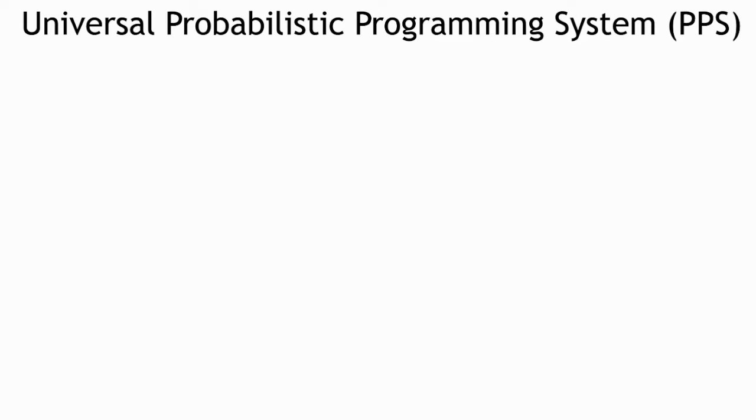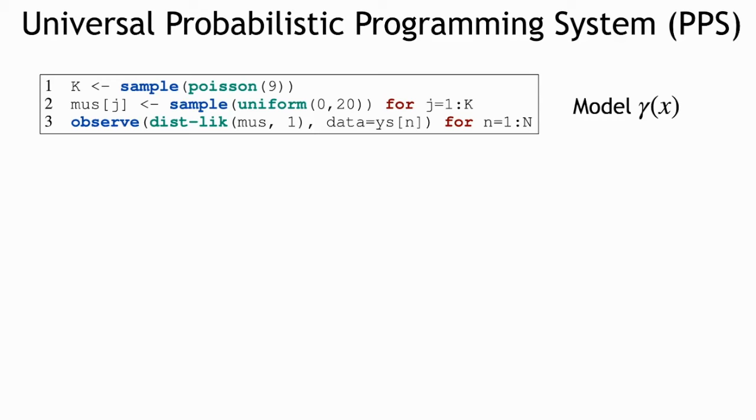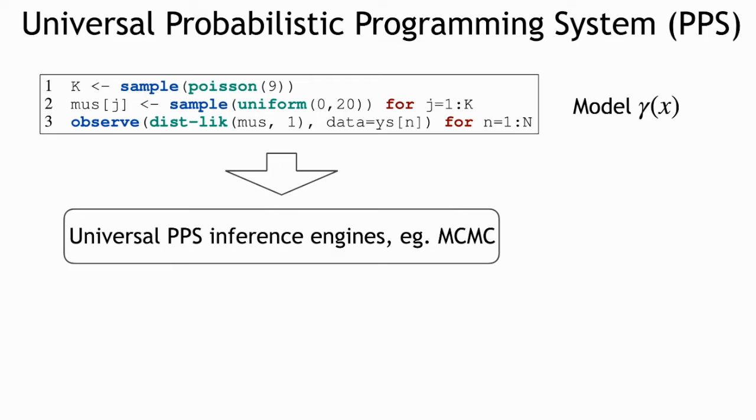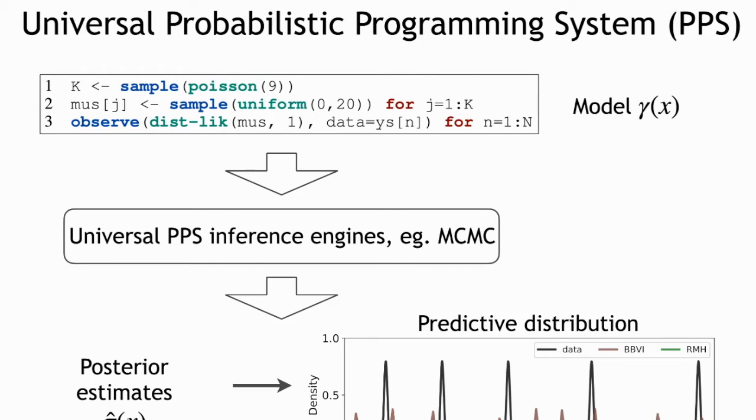Take our mixture model as an example. We can easily define this model in a particular PPS as shown in the pseudocode. I can then call the automated inference engines such as MCMC or variational inference, and the system will return me the estimate of the posterior distribution pi hat. Provided this estimate, I'm now ready to do prediction.